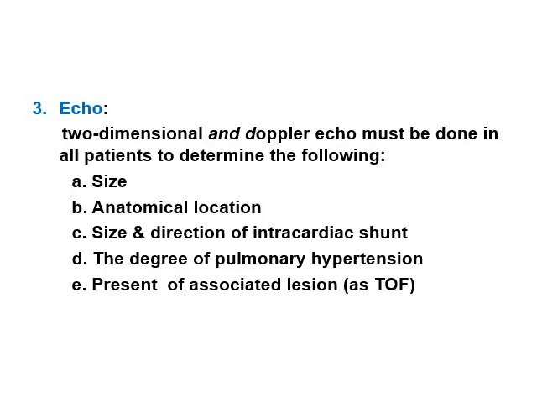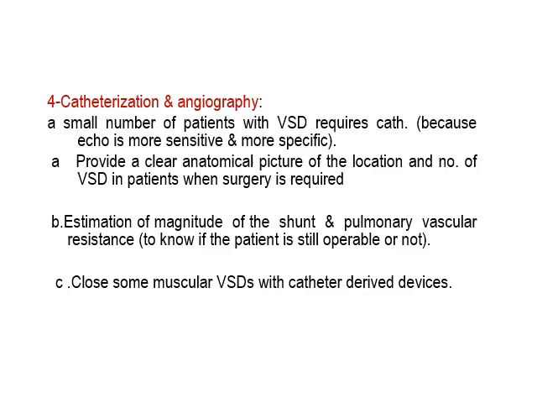Number 3 of investigation is echo, which is essential for diagnosis. Doppler echo must be done in all patients for the following: to know the size of the VSD, anatomical location, size and direction of intracardiac shunt, the degree of pulmonary hypertension, and the presence of other associated anomalies. Sometimes VSD is associated with other congenital heart disease like tetralogy of Fallot.